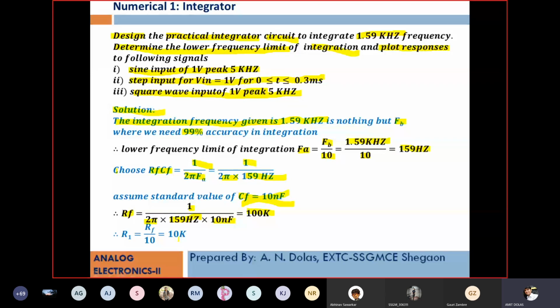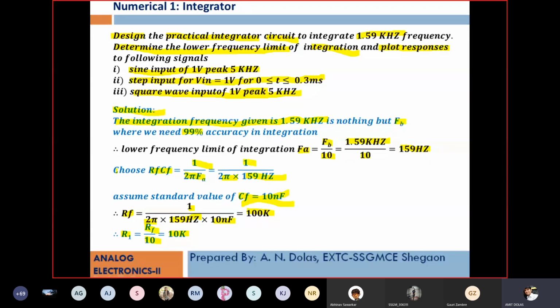And how much should we take R1 then? R1 will be also 10 times smaller, so R1 is equal to RF by 10. So 100 by 10 is equal to 10k. So this is how the circuit will be. I have not mentioned the practical integrator circuit on the PPT as there was no space. For the practical integrator, you have to draw this circuit. Then after that you have to solve this.